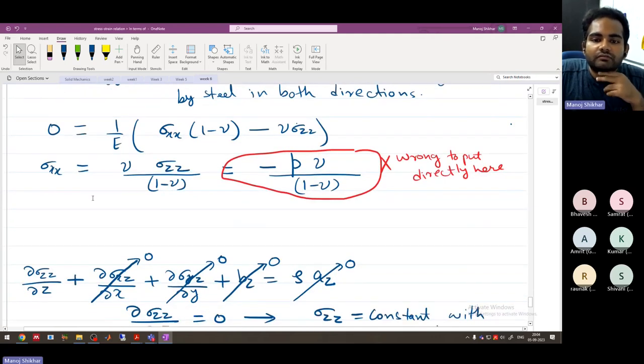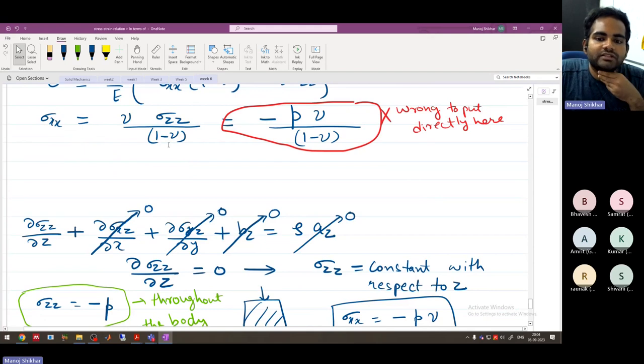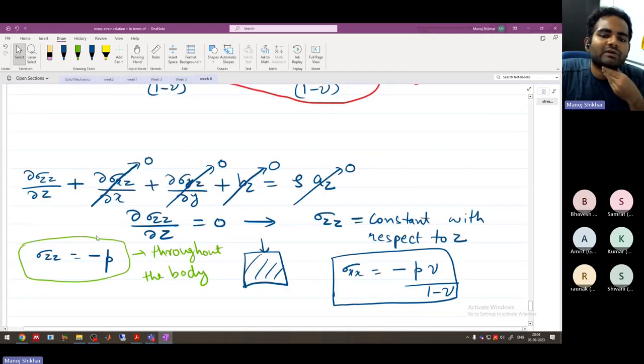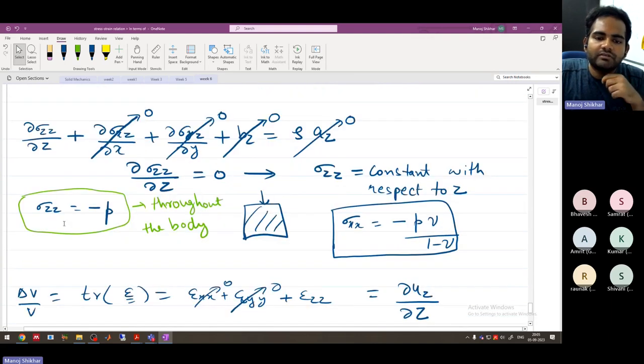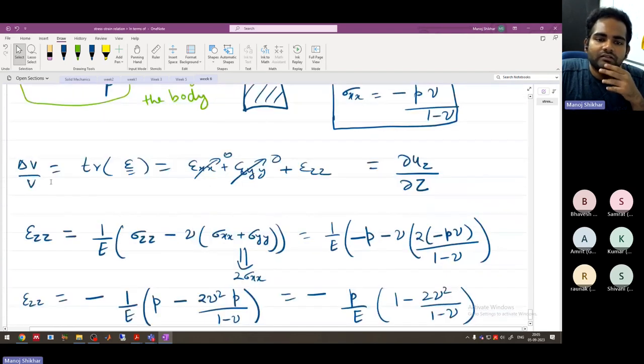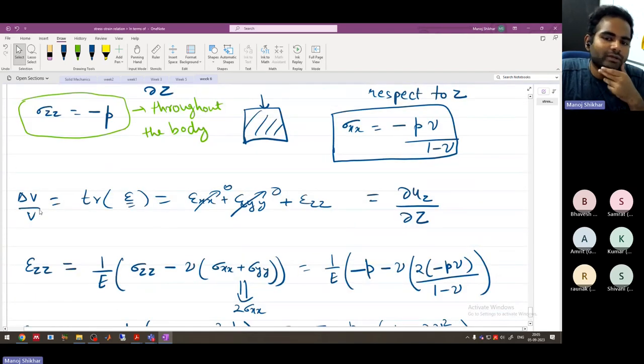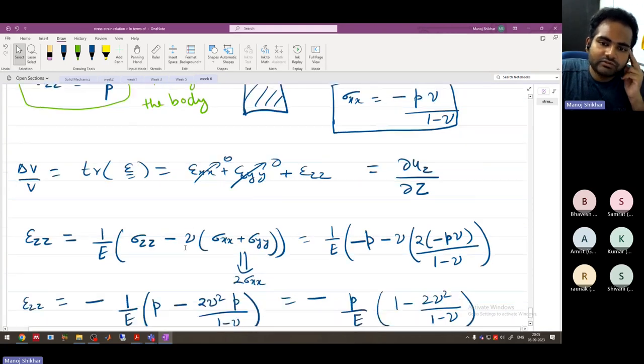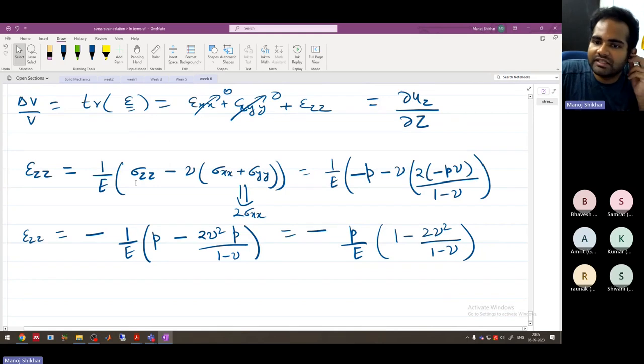Now after that, we found sigma xx equal to nu times sigma zz by 1 minus nu. Then we used the equilibrium equation, and we found out that sigma zz was constant throughout the rubber in the z direction. So we were able to replace sigma zz by minus p in the general equation of sigma xx. Now they told us to find the volumetric strain. So what is volumetric strain? It is the trace of the strain tensor. From the strain tensor, we came to know that only epsilon zz was present. So we used the formula of epsilon zz, we substituted sigma zz, sigma xx and sigma yy, and we found out the answer.